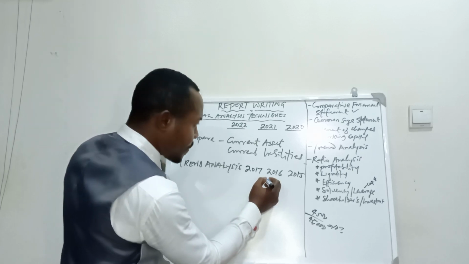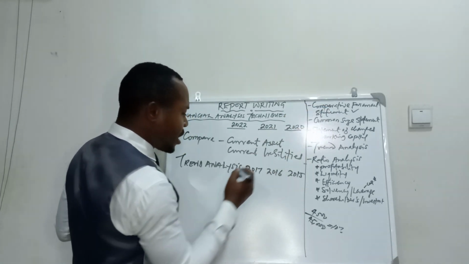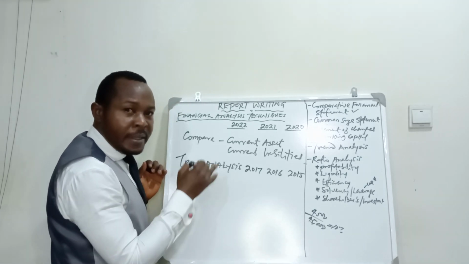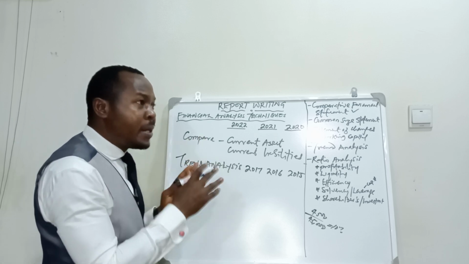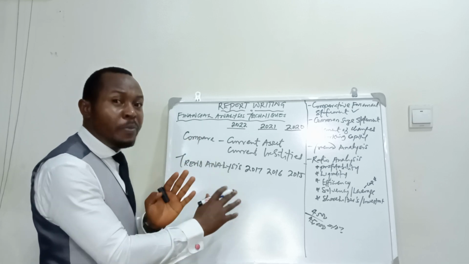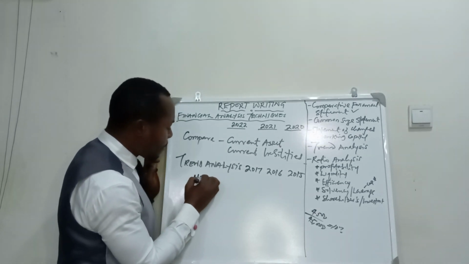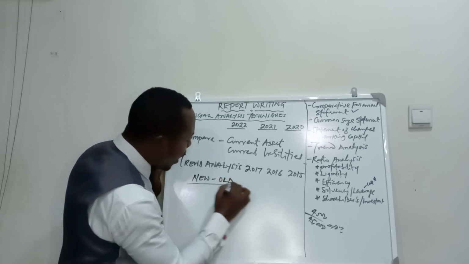Okay. Here, the difference between trend analysis and comparative financial statement is that this has a formula. This trend analysis has a formula. I will go straight down to the formula so that it will be clear to us. Okay, the formula is new minus old all over old.